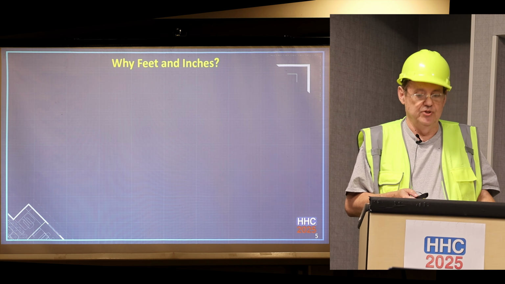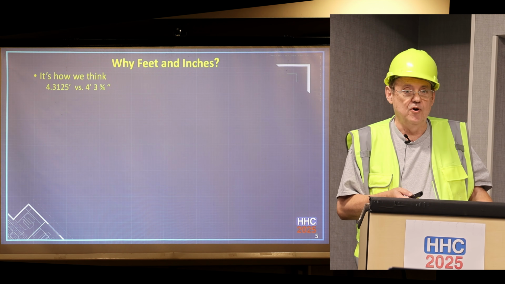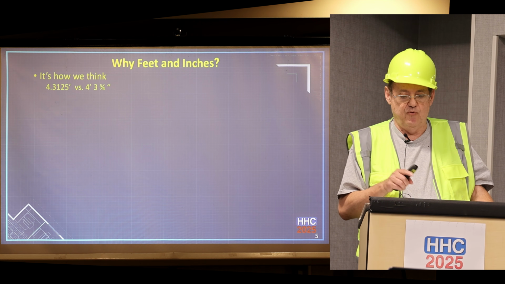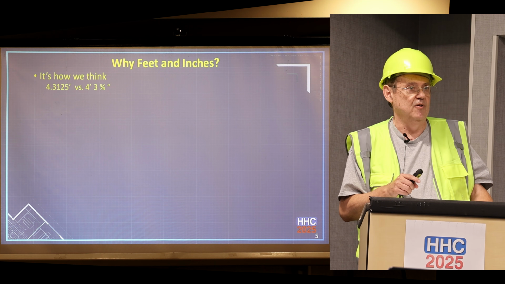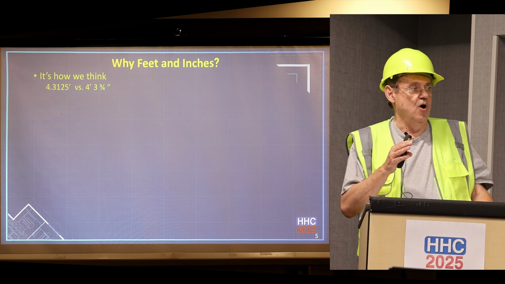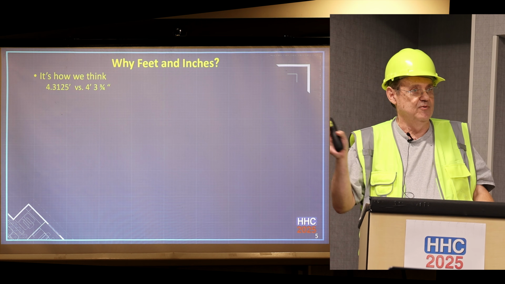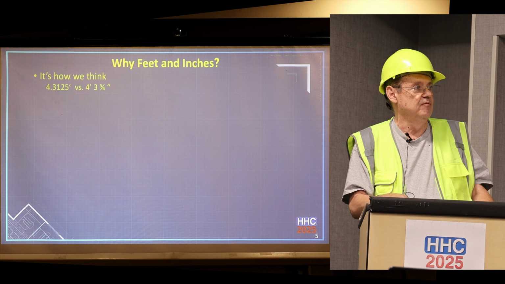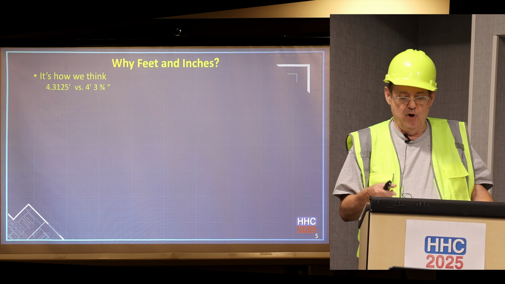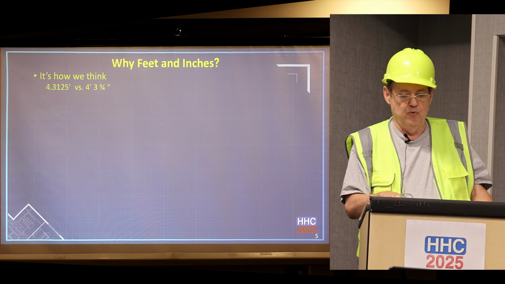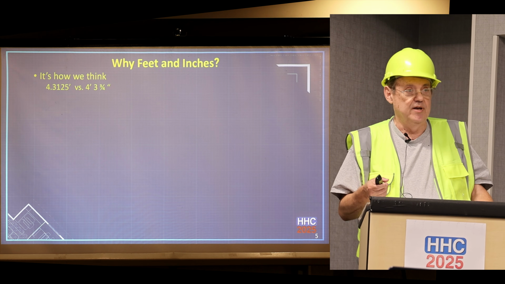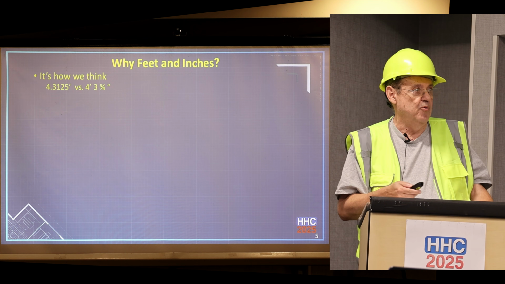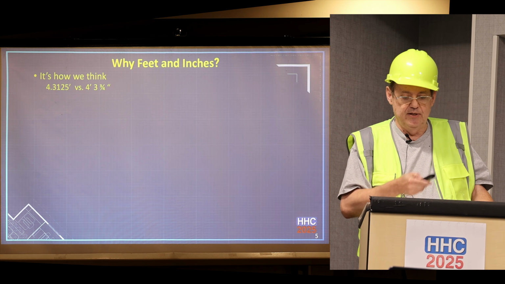Why feet and inches? First, it's how we think. If I said I have a piece of wood that's 4.3125 feet long, if you're not dealing in metric, we're dealing in inches here, English units. If I gave you that number, you would have to mentally convert it. You would convert it and say 4 feet 3 3/4 inches. That registers what it is, but not the 4.3125. So that's why feet and inches.